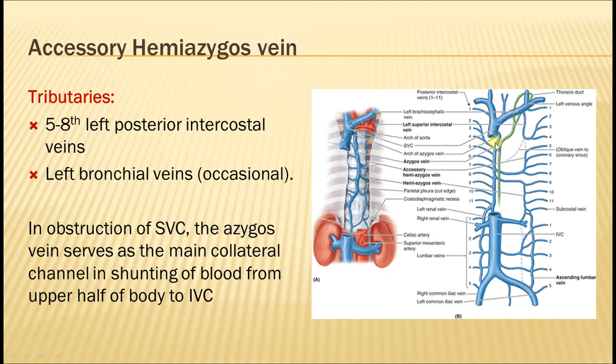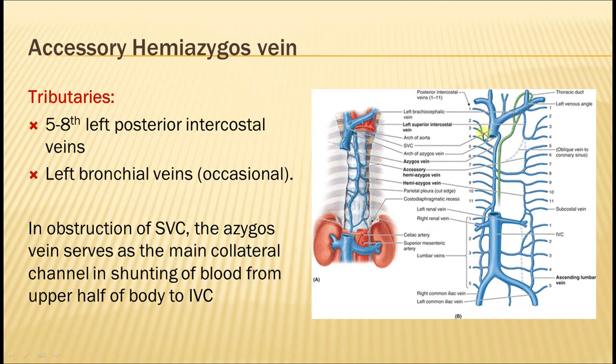Same way, it can reach via the inferior vena cava. After the termination, all the blood coming from the upper half of your head, neck and upper limb will go via the azygos vein. From the azygos vein it will reach the inferior vena cava.